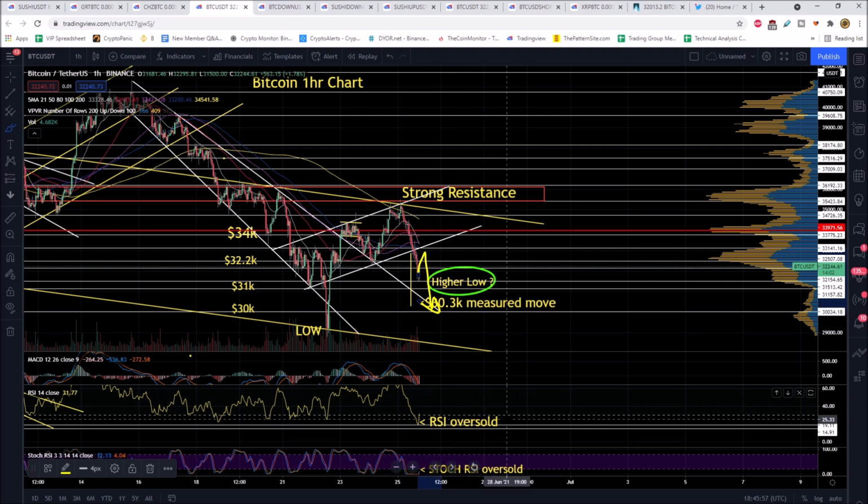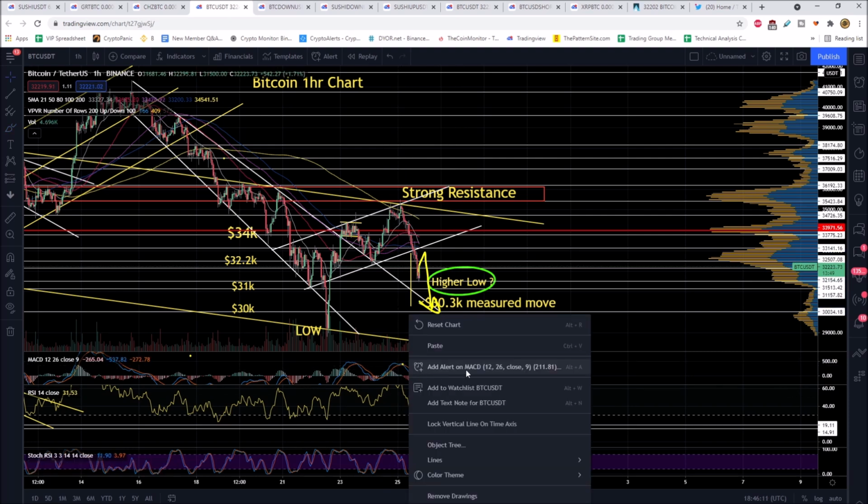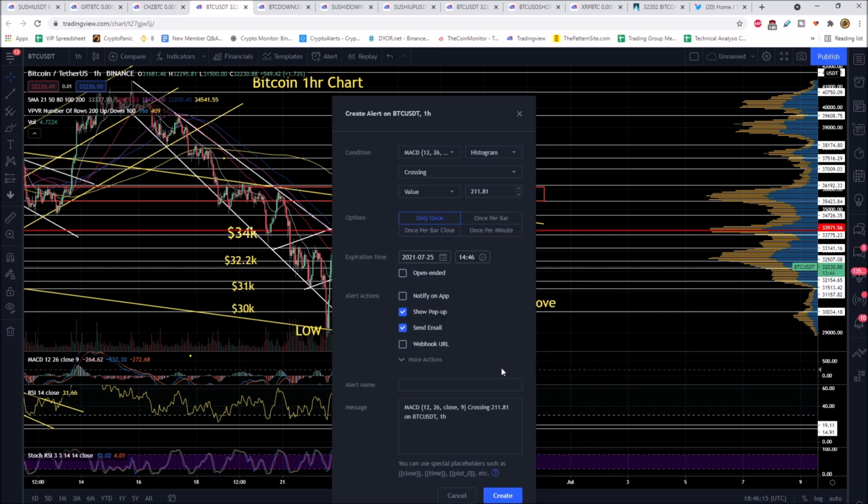But I just want to share ideas how you can do it. You want bullish crosses on the MACD. You can come down here and click on the MACD. You click it. There you go. Add alert to the MACD. You could get alerted on bullish MACD crosses whenever it crosses, right?